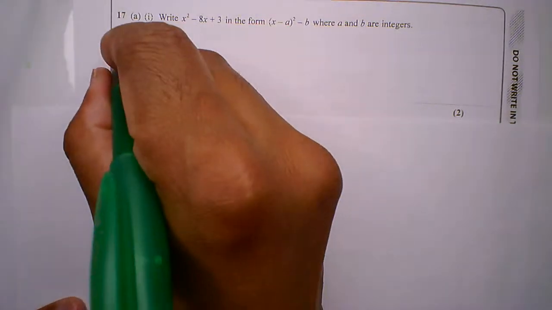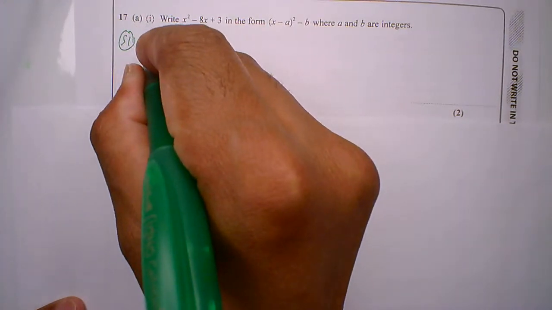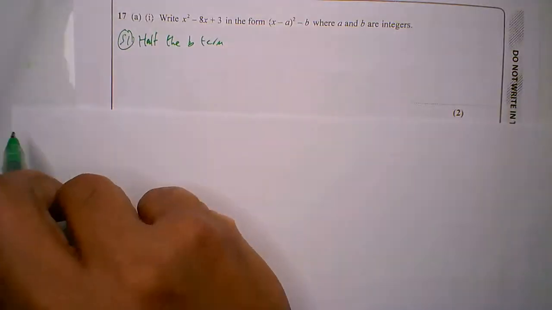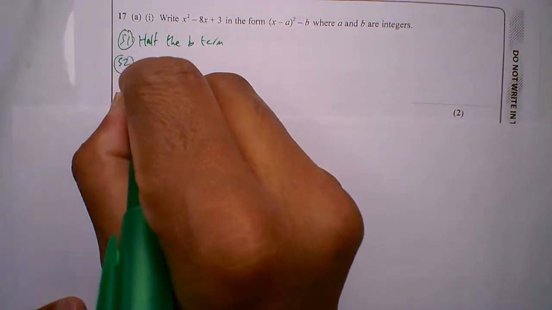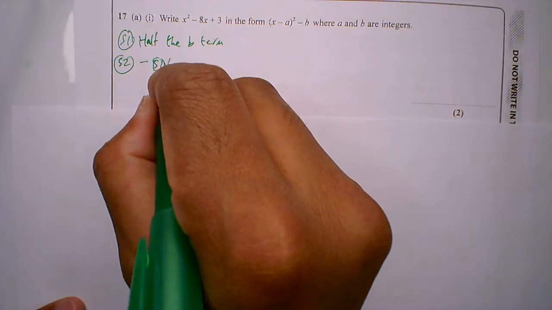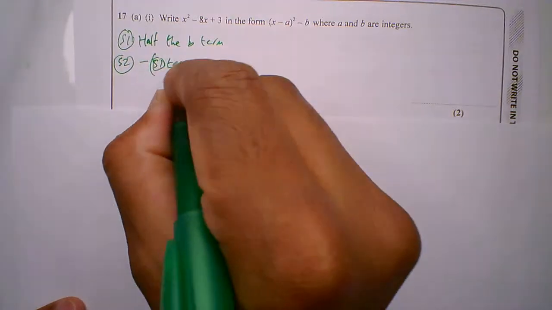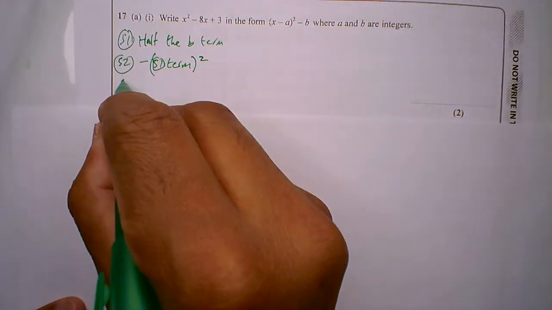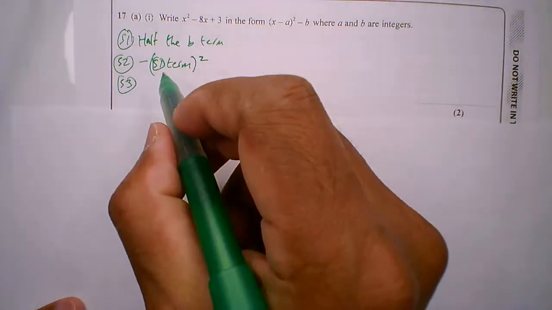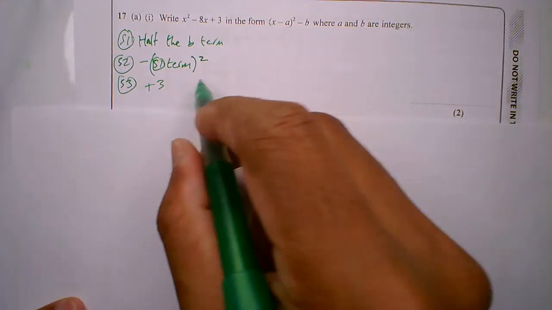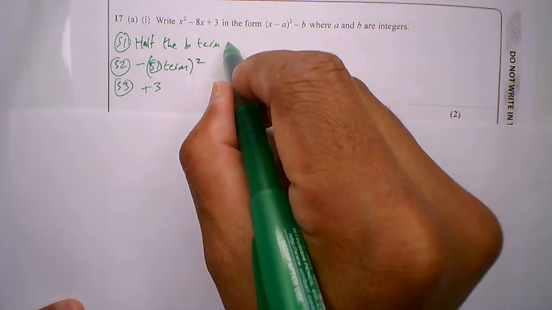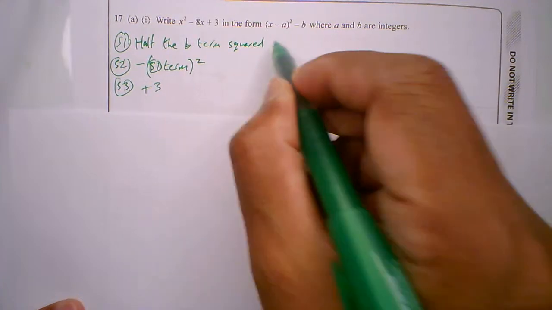So step 1 is we half the b term. And then step 2 is I subtract the step 1 term, I'll put it in brackets, squared. Step 3, what is step 3? I then follow through with this, plus 3. Half the b term, and then I should subtract it squared. Okay, so this should be quite straightforward.